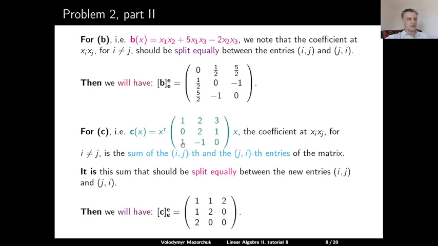Positions 1, 3, and 3, 1. We have 1 here and 3 here. Their sum is 4. Splitting it in equal parts, we get 2 and 2. So we write 2 in position 1, 3, and 2 in position 3, 1. And finally, positions 2, 3, and 3, 2. We had minus 1 and 1. Their sum is 0. So we should divide 0 in 2 equal parts. It's 0 plus 0. So we write 0 in position 2, 3, and 0 in position 3, 2. And the answer is the matrix 1, 1, 2, 1, 2, 0, 2, 0, 0. And this completes problem 2.